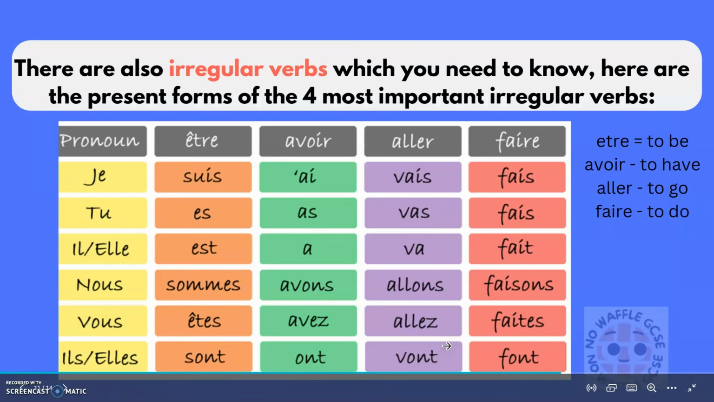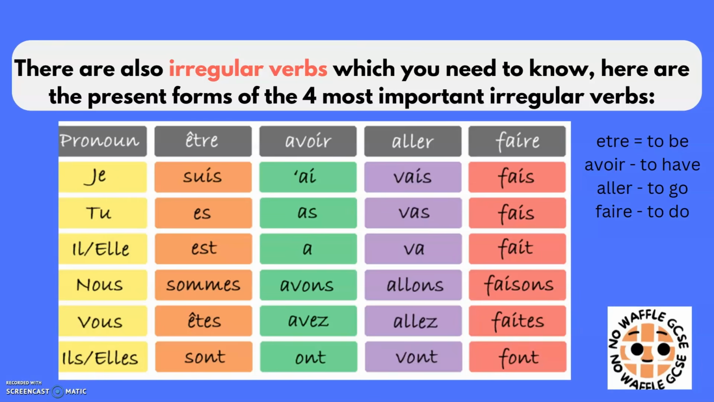Now we're going to look at irregular verbs, which you also need to know. So here are the present forms of the 4 most important irregular verbs. So we have être, which is to be, avoir, which is to have, aller, which is to go, and faire, which is to do. So in generally speaking English, we tend to use these 4 verbs the most, and it's the exact same with French. These are the 4 most important verbs, and they all happen to be irregular, so it's definitely necessary for you to learn them. So take note of these, and we're now going to carry out some practice.